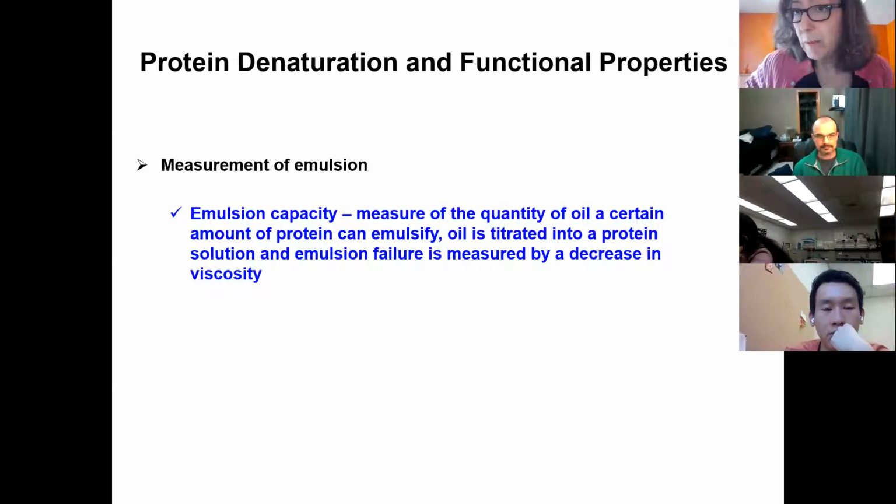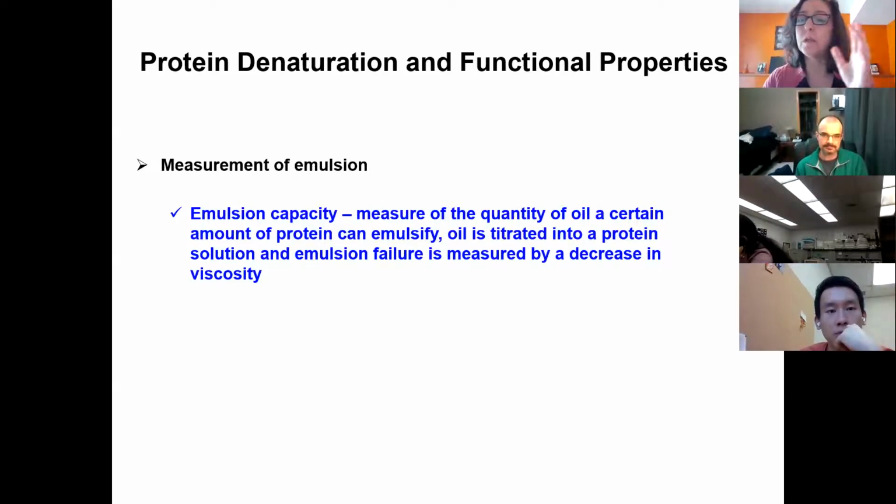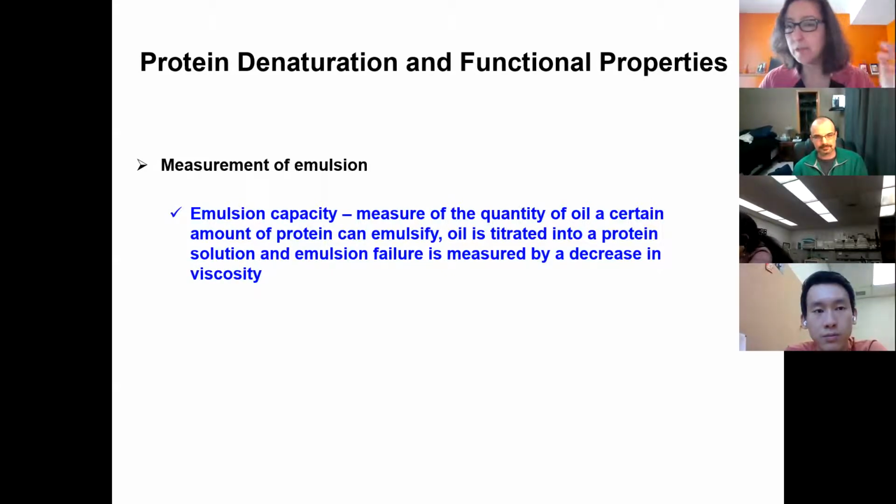But for different types of applications, you have different protein concentrations and different oil concentrations to form the emulsion. But there's no linear relationship. It doesn't mean if you have more protein, you have linearly better emulsification properties. It really depends on so many different factors, the structure of the protein, and also environmental conditions, and what other components you have in the system.